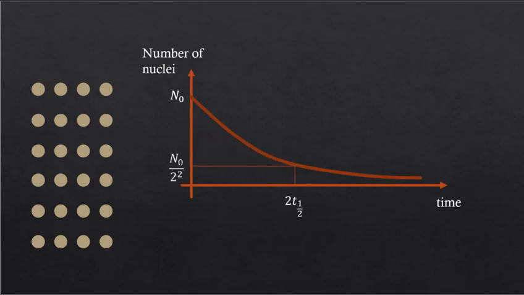After two half-lives, the number of nuclei becomes 1/4 of its initial value, which is simply 1/2 to the square of the initial value. After three half-lives, the number of nuclei becomes 1/8 of its initial value, which is simply 1/2 to the cube of the initial value. Now let me elaborate a bit more on the half-life concept.